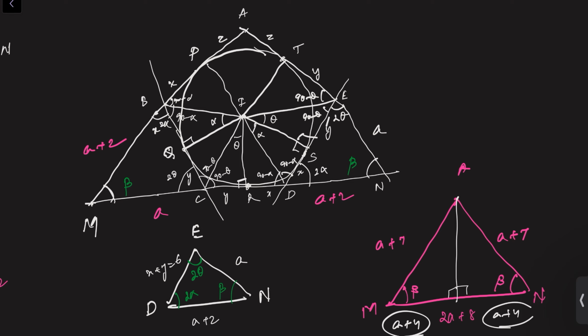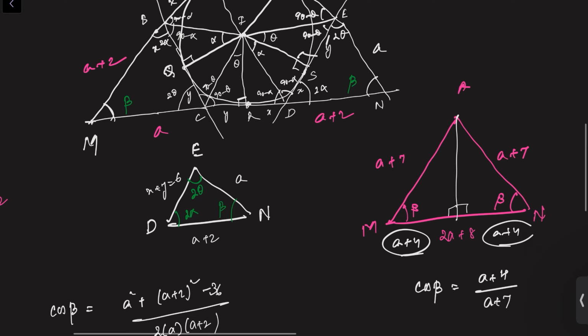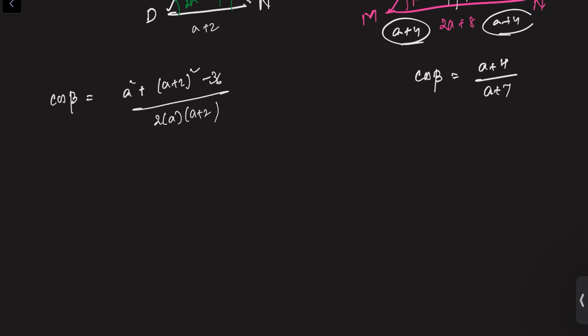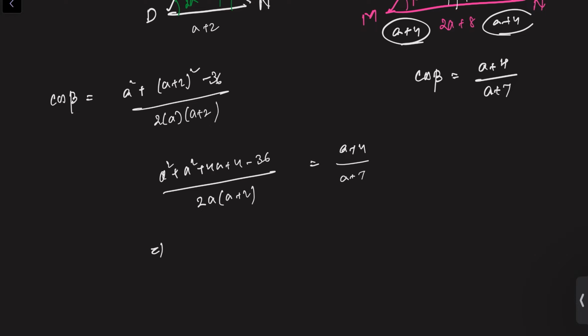And from the total triangle, we can subtract these congruent triangles EDN and BMC in order to get the area of the pentagon. So we can solve that quickly. So this is a square plus 4a plus 4 minus 36, by 2 times a into (a plus 2). So that is equal to (a plus 4) by (a plus 7). So that means this is 2 times a square plus 4a minus 32, by 2a times (a plus 2), which equals (a plus 4) by (a plus 7).